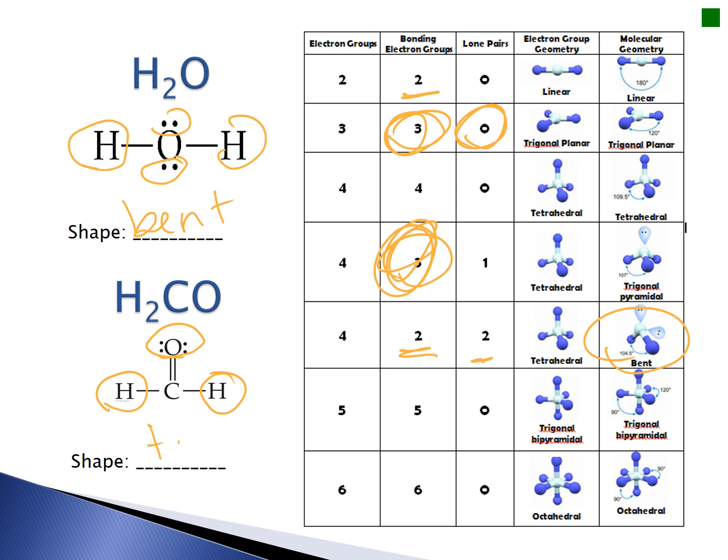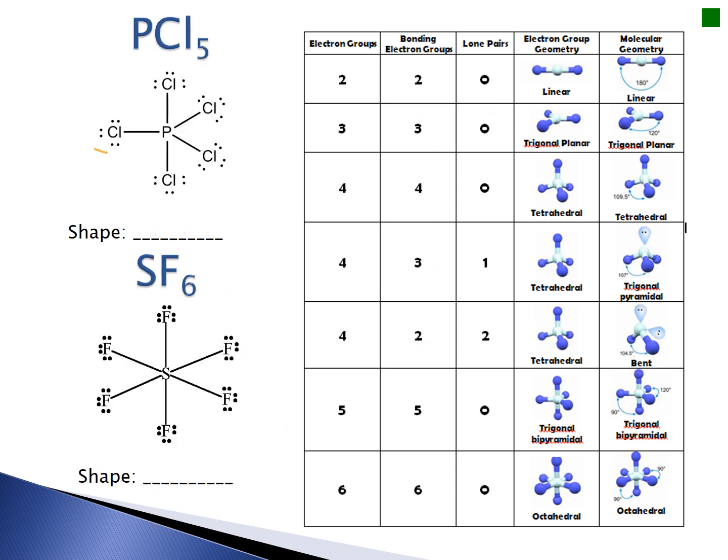So we are talking that it is trigonal planar. And what that means is that it actually forms a triangle on a single plane. So this is forming a 120-degree angle. It's all on the same exact plane. PCl5 is attached to 1, 2, 3, 4, 5 with 0 lone pairs. So you are talking that it is trigonal bipyramidal.